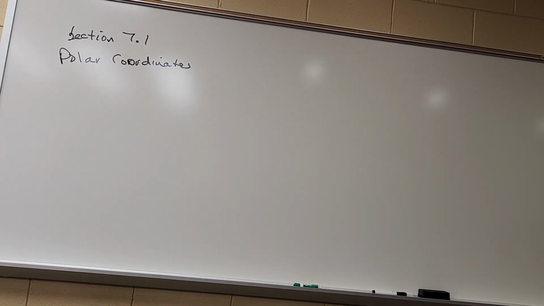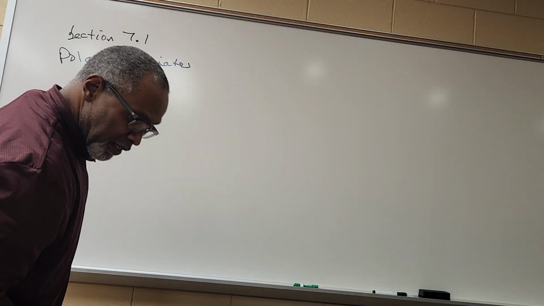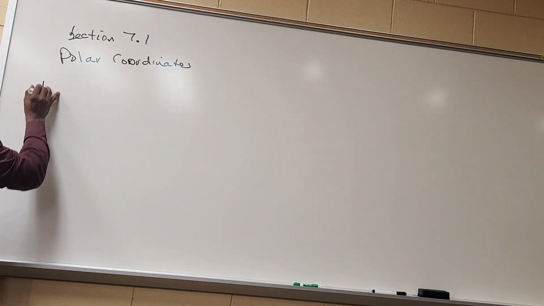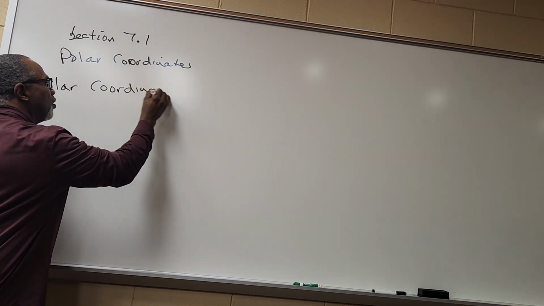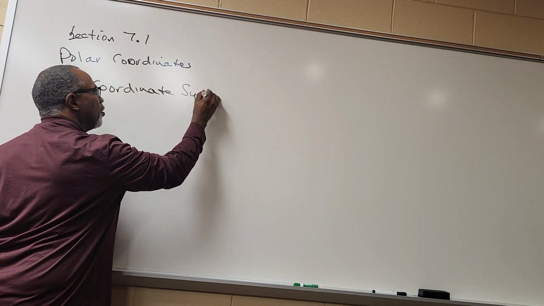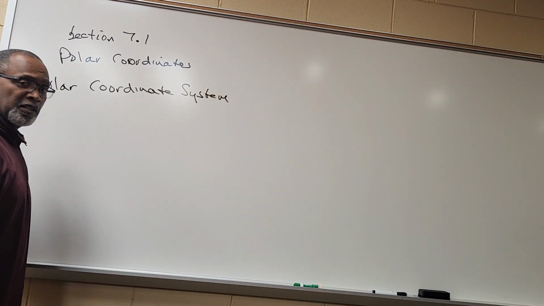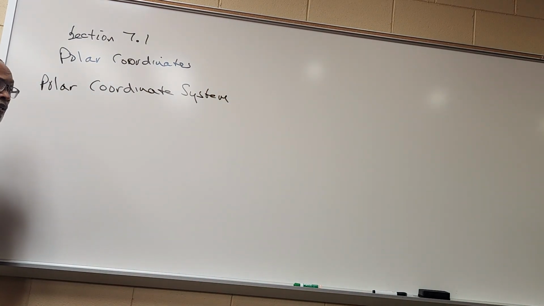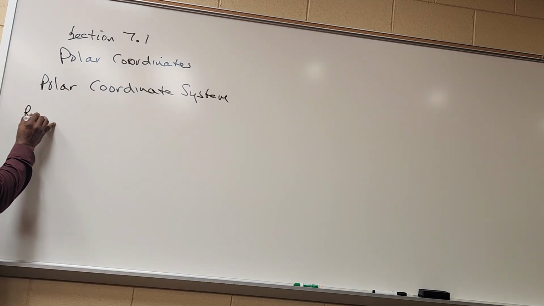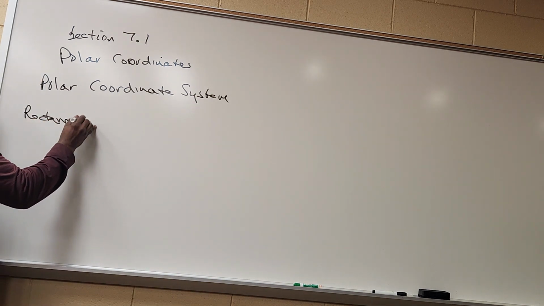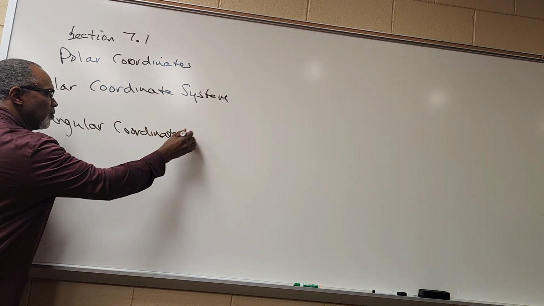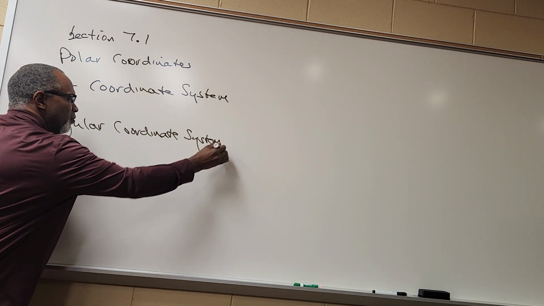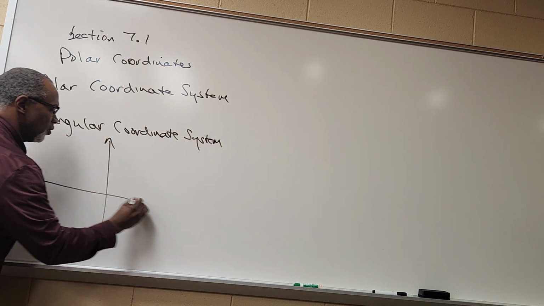Basically, polar coordinates and the polar coordinate system are just an alternative way to represent points and graphs and everything else. We're used to the rectangular coordinate system. The rectangular coordinate system is the one you've seen all your life, right? The XY coordinate system. And so in rectangular coordinates, we have these two number lines.